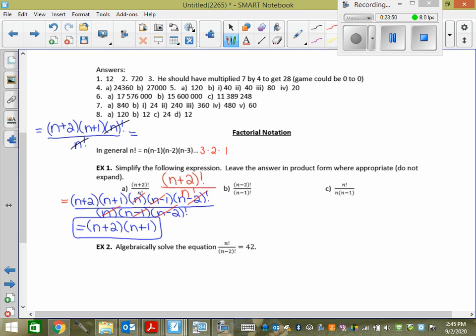With b, which one is bigger? N minus 2 factorial or n minus 1 factorial? Which one's bigger? N minus 1. And if you don't know, fill a number in for n, like 6. If I fill 6 in, this is 4 factorial, this is 5 factorial. 5 factorial is bigger, right? So if you have to fill a number in, fill a number in. So I know that this bottom one is bigger, so I'm going to rewrite the top, and I'm going to expand the bottom until it matches the top, because I'm expanding the bigger one.